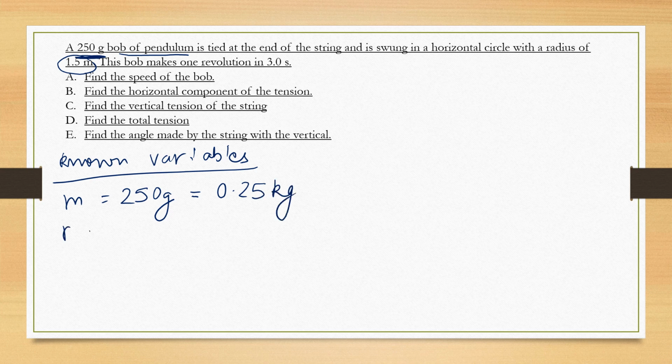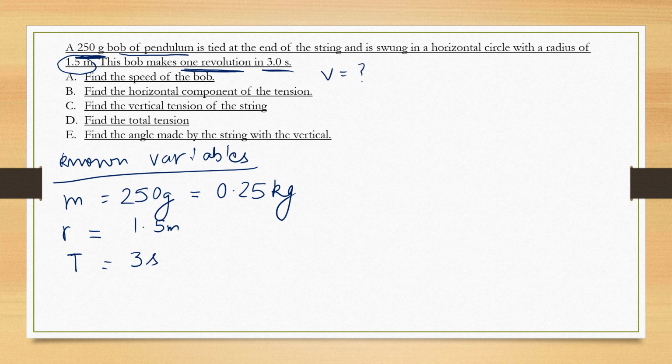The next variable is the radius of the circle, which is 1.5 meters. And the next step says that it is going to complete one revolution in 3 seconds. So the time period is 3 seconds. Now, before we do the question, what is required? We are required to find the speed.